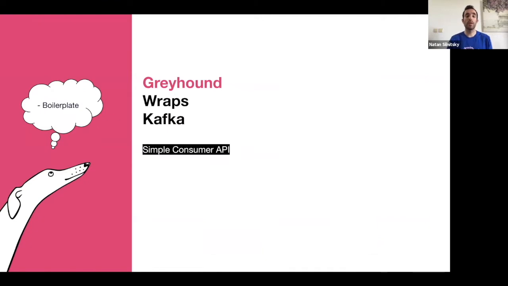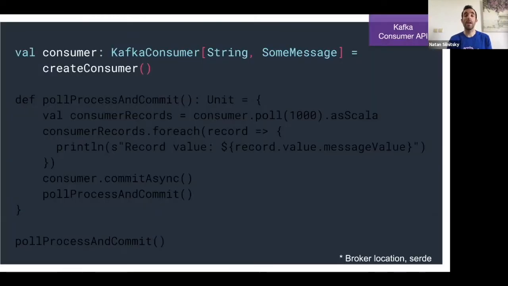So let's look at the Greyhound features. The first thing is a simpler consumer API. Here you can see an example of a Kafka consumer, and you need to create a consumer with all kinds of properties that you set up with the Kafka SDK, the location of the brokers, and if you want to specify custom serialization, right? So you have a string here for the key of the message and some message type for the value. So you'll need to specify the serializer for that.